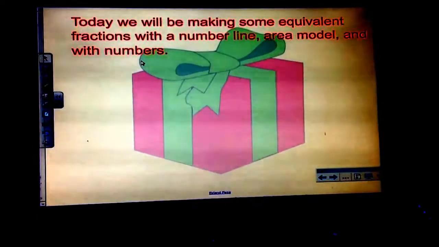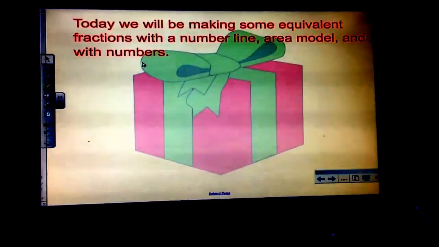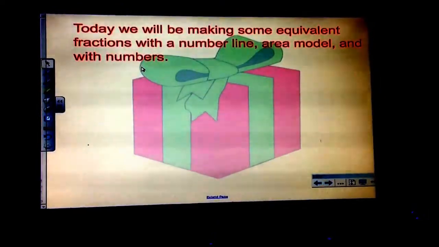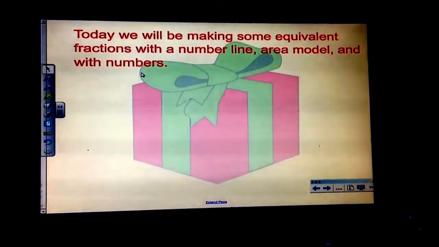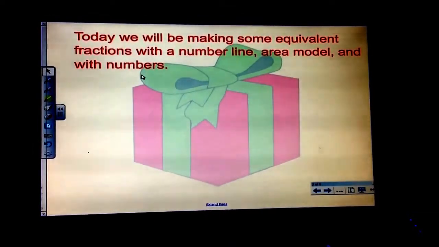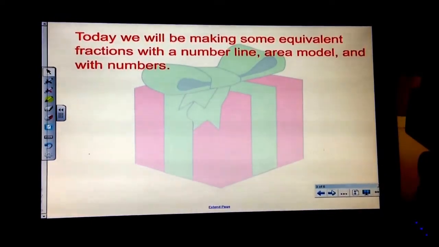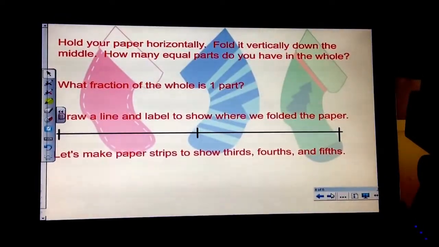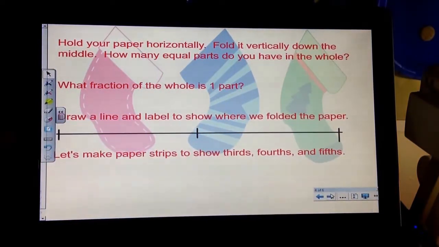Okay, today we're going to be making some equivalent fractions. We're going to use the number line, an area model, and we're also going to do that numerically. And we'll actually be making some strips that we can use to help us with that. So the first thing we're going to do is look at how to fold a paper strip.